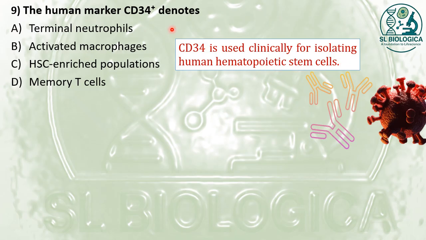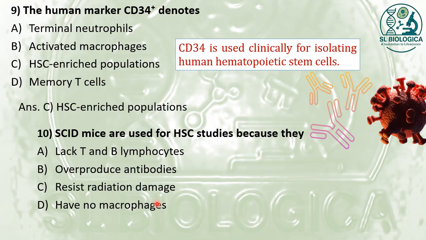So now let's look into the options. The question is the human marker CD34 denotes dash. Option A is terminal neutrophils. Option B is activated macrophages. Option C is HSC enriched populations. Option D is memory T cells. So which one is the answer? Obviously, option C, HSC means hematopoietic stem cells. So HSC enriched populations will be containing the CD34 marker. So the correct answer is option C, HSC enriched populations.